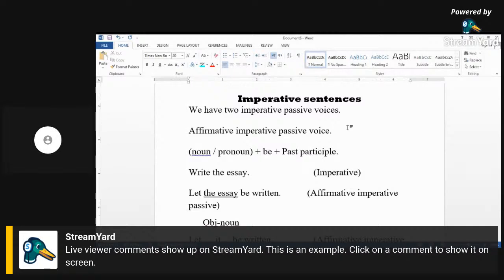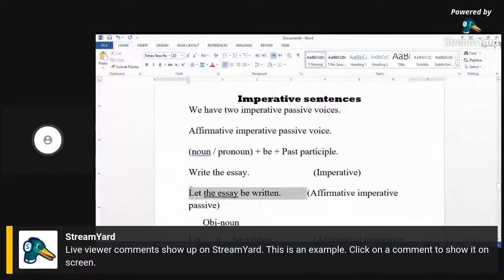We have noun or pronoun plus be plus past participle. Write the essay. This is a positive sentence. So: let the essay be written. Let the essay be written. This is the passive form, affirmative, imperative, passive.